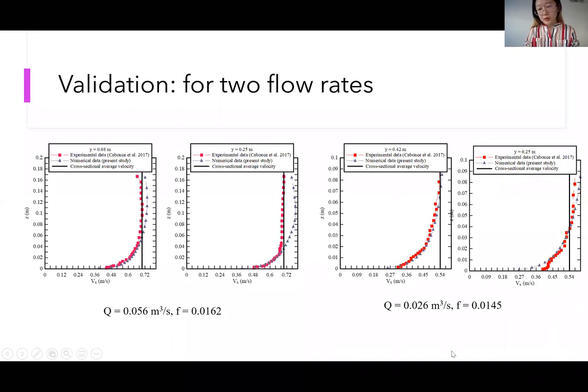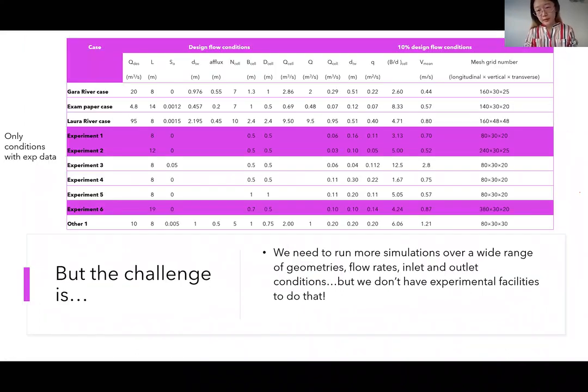Here with the smaller discharge, the match was better. Whether it's near the wall, that is also 8 centimeters from the wall, or in the middle of the channel, both are matching pretty well. But the problem is we only had those two sets for validation. And to develop the guideline, we have to run the numerical model for a lot of flow conditions, at least 10 or even more. So there is a table of all the flow conditions that we ran, and only the purple highlighted ones had experimental data to validate against.